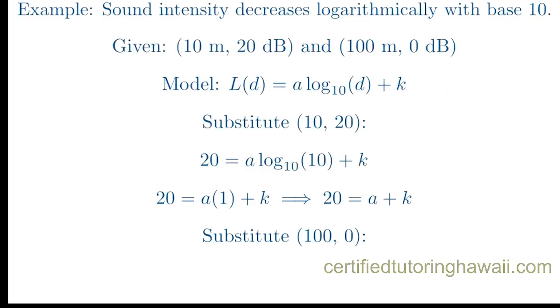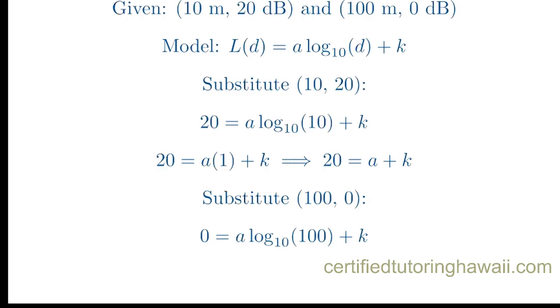Now let's substitute our second point. 100 meters gives 0 decibels. Log base 10 of 100 is 2, because 10 squared is 100. This gives us 0 equals 2A plus K. Now we have a system of two linear equations with two variables. The easiest way to solve this is by subtracting the second equation from the first.